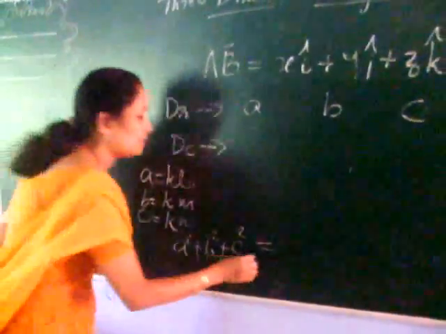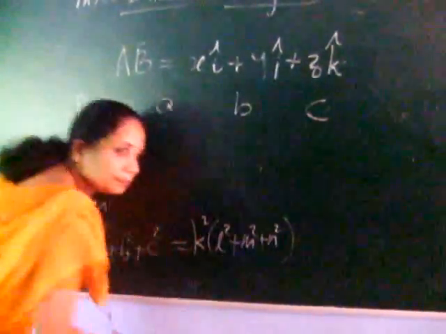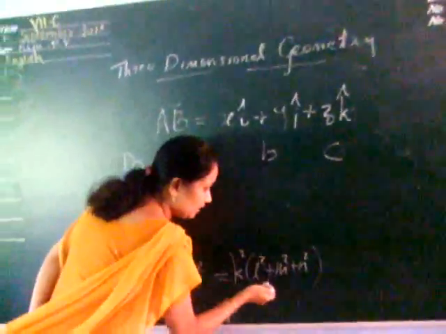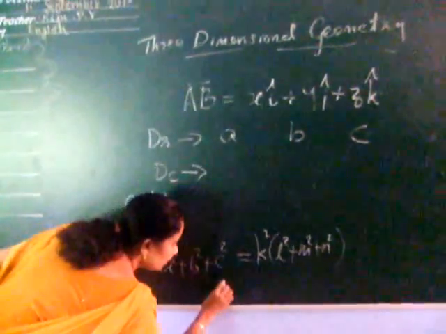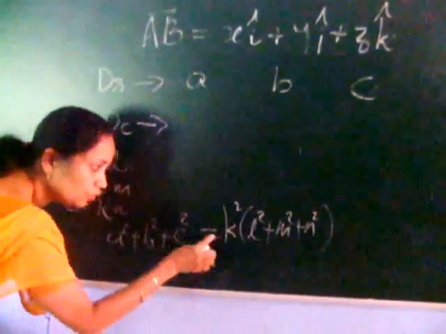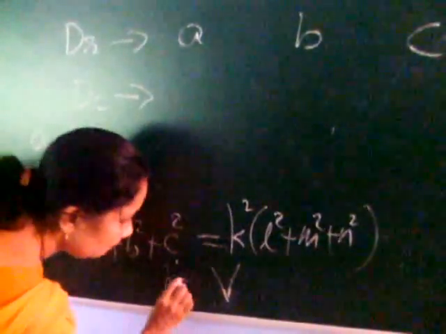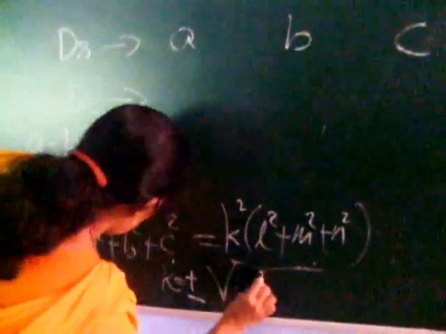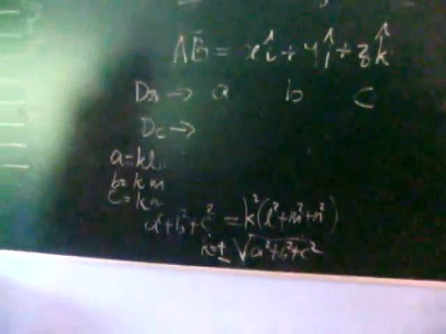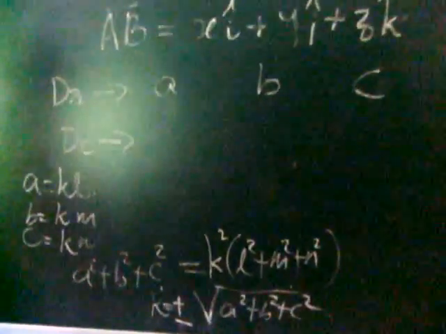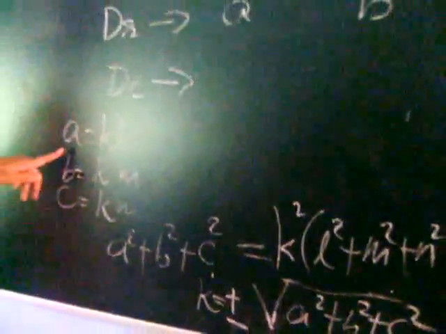which is equal to the sum of the squares of the RHS, K squared into L squared plus M squared plus N squared. But we have seen the result that L squared plus M squared plus N squared is 1. Therefore, K squared equals A squared plus B squared plus C squared, or K equals plus or minus root of A squared plus B squared plus C squared. So from here we can substitute and find the value of L.